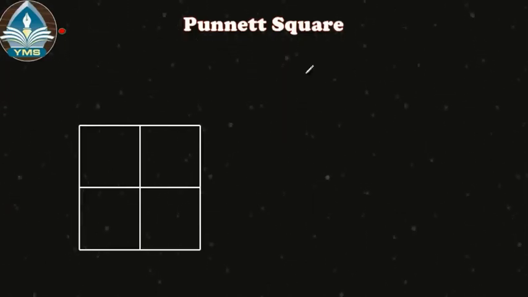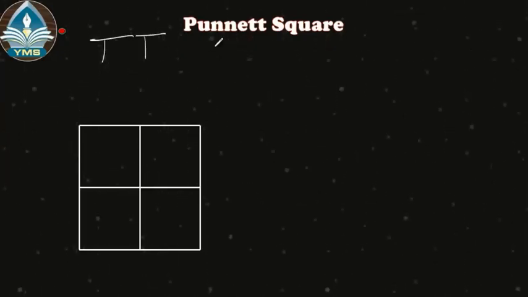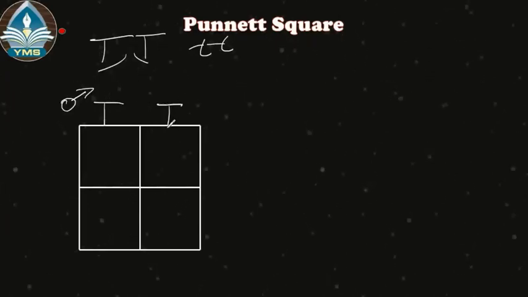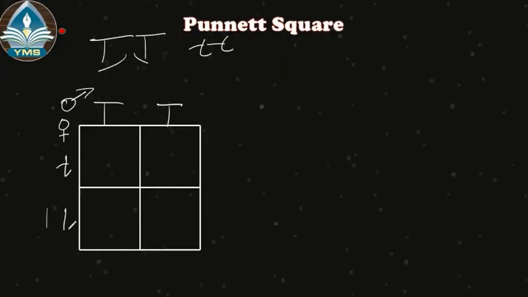So here, for the tall plant, we're going to use capital T, capital T. This is the genotype. And for the short plant, it's going to be small t, small t. Now, by the law of segregation, these will separate to form the gametes. For this part, we're going to put the male, with this sign, which means male. So here I'm going to put capital T and here capital T. And this side is for the female, with this sign, which means female. So here we're going to put small t, small t.